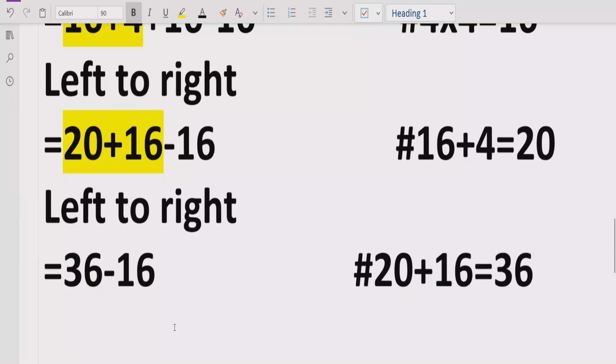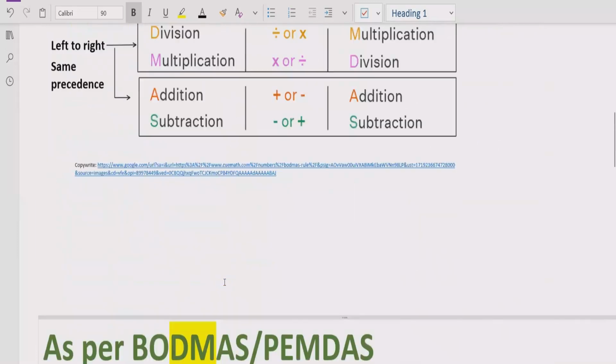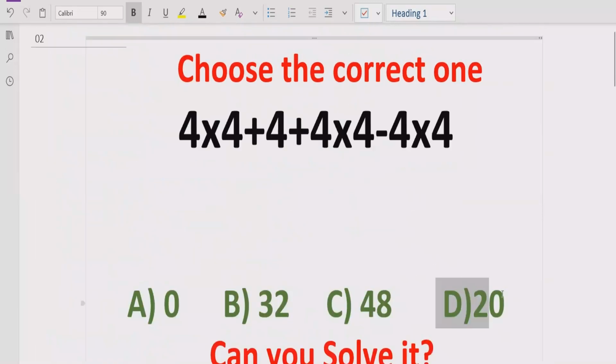Now, in the end, we have two terms which are subtracting each other: 36 minus 16. After subtracting both of them, we get the answer 20. So the answer of the given expression is 20. If you see the answer list, answer D is the correct answer. So I hope you understand how you can solve the given expression using the PEMDAS and BODMAS method and find out the correct result.